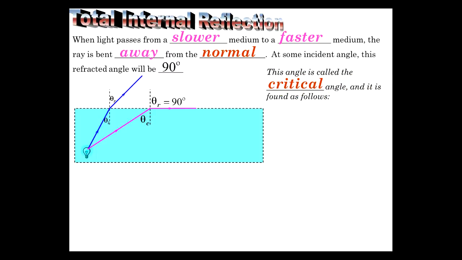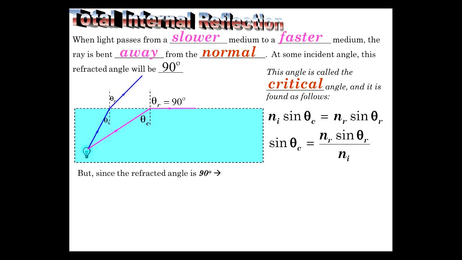And here's how we find it. We find it using Snell's law, just like before. Ni sine of theta critical, so the index of refraction of the incident medium times the sine of the incident angle, which in this case is the critical angle, is equal to the stuff on the other side, which is the refractive index times the sine of the refracted angle. But the refracted angle, of course, is 90 degrees.